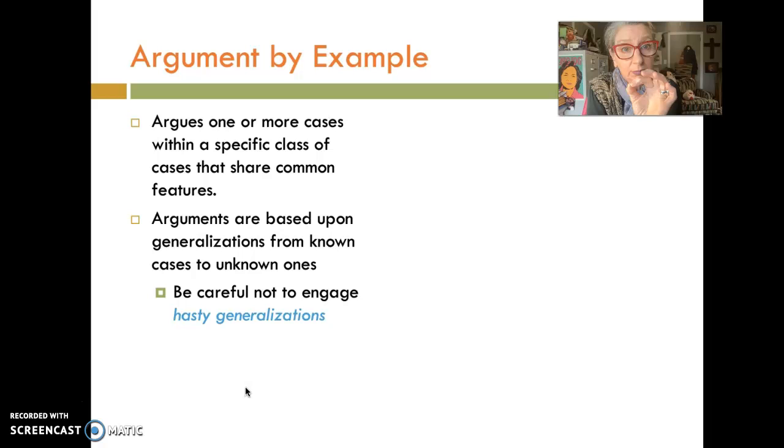Argument by example. You with me? Does it make sense? So when I say be careful not to make hasty generalizations, it means you don't want to jump the gun. You need to have the information. So let's use a good example: the meatpacking industry. There's a whole bunch of people in there, and this particular packing company is having a rate of 2 accidents per month.